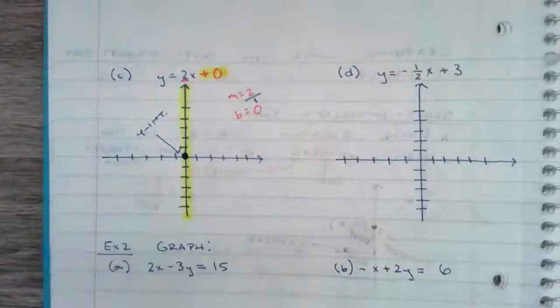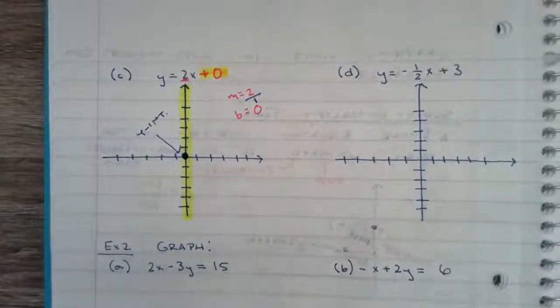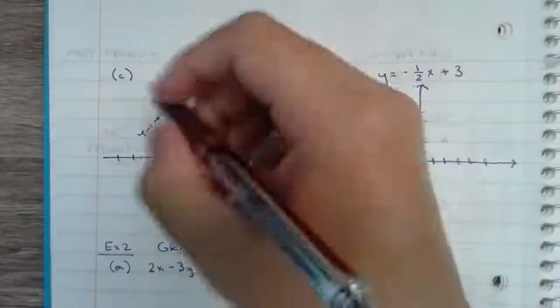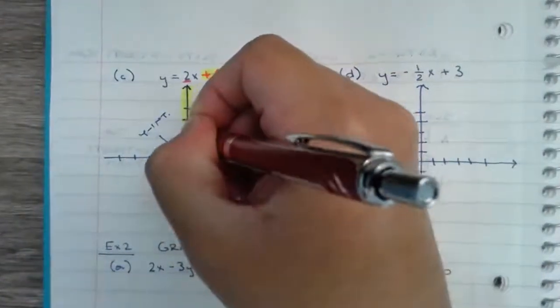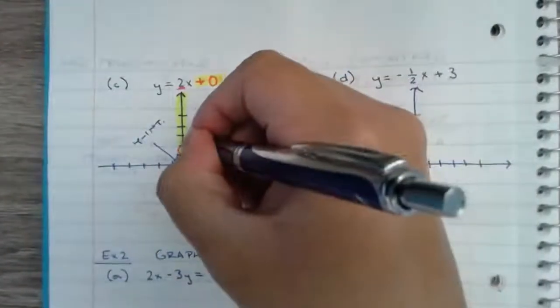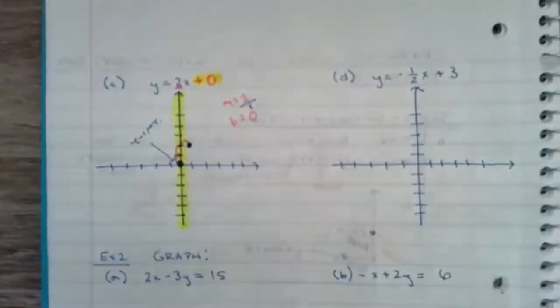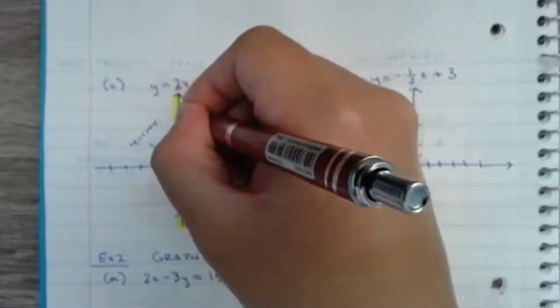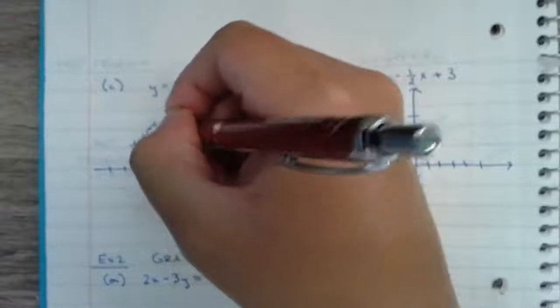Again, I'm abbreviated like that. And then we go from there. So now we do our slope. Our slope is 2 over 1. So you have to go up 2 and then right 1. Then we go again up 2 and then right 1. So remember, put positive 2 and then positive 1.